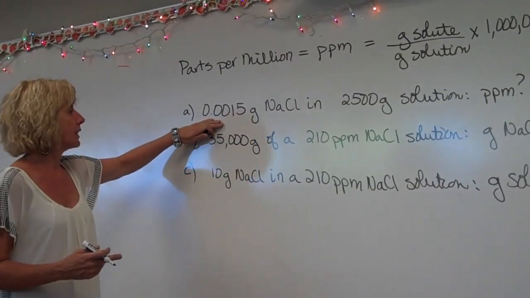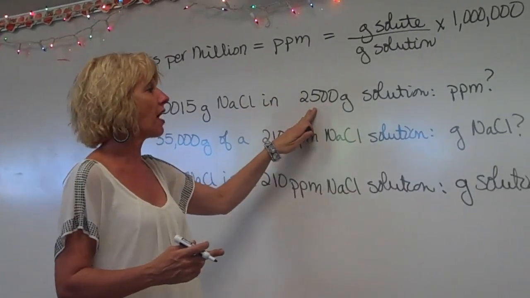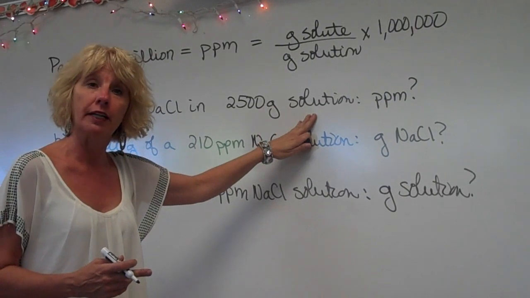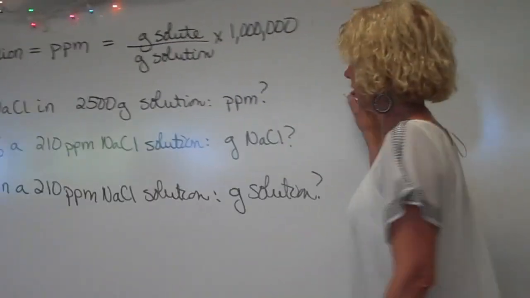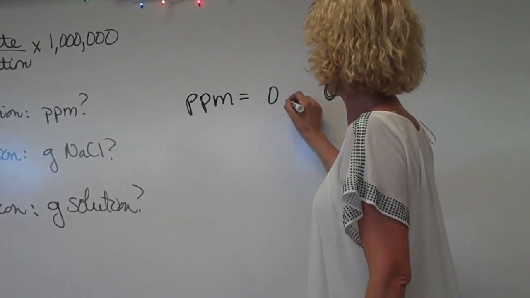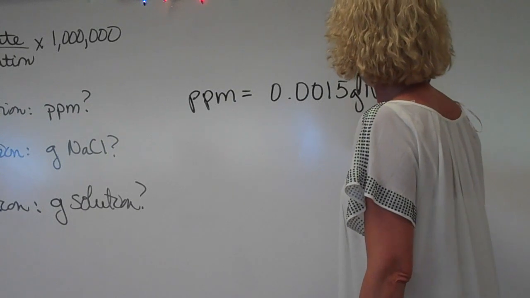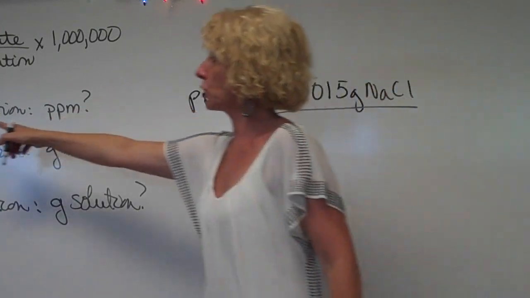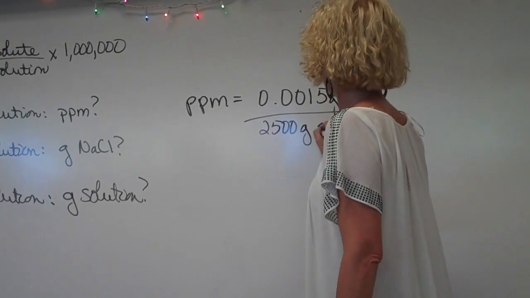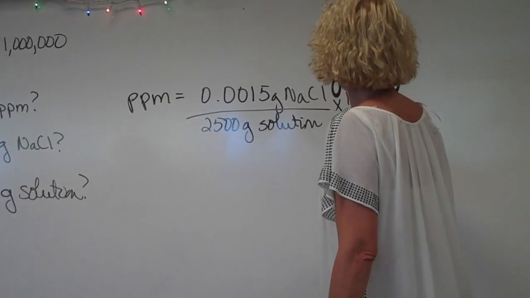If I have 0.0015 grams of salt in 2,500 grams of solution, what is that concentration in parts per million? Parts per million is equal to grams of solute, which in this case is 0.0015 grams of salt, and grams of solution, 2,500 grams. And this time we're going to multiply it by 1,000,000.